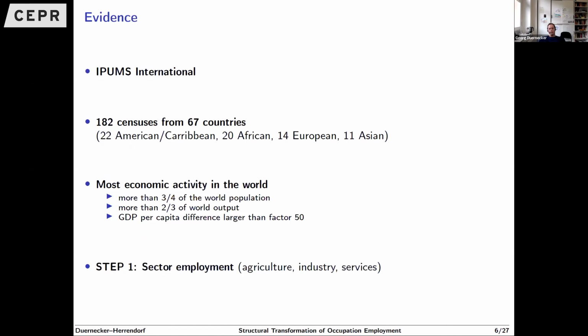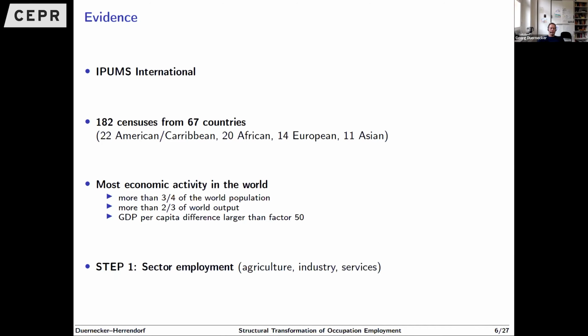So let's start with the evidence. The evidence comes from the IPUMS database. This is a collection of census information. It's really the microdata that we use in order to derive and compute our facts. It's a very large collection of data. Our sample covers most of world economic activity: two thirds of world output and three quarters of world population. And the big advantage is that we have rich countries and we have poor countries.